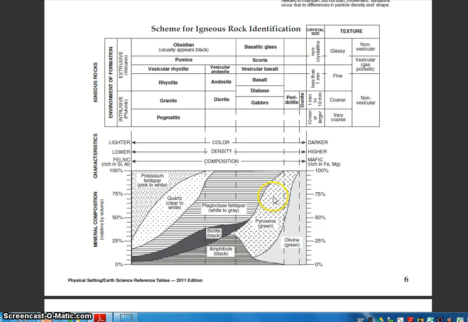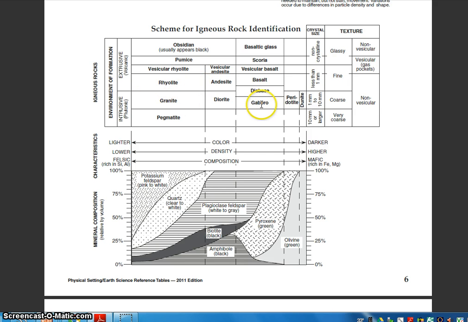So if we look at granite, for example, and if we drew a line straight down from granite, we would say, okay, well, granite has a large percentage of quartz, a large percentage of potassium feldspar, a large percentage of plagioclase feldspar, and a low percentage of biotite and amphibole. So that's how this chart on the bottom relates to the rocks above it.